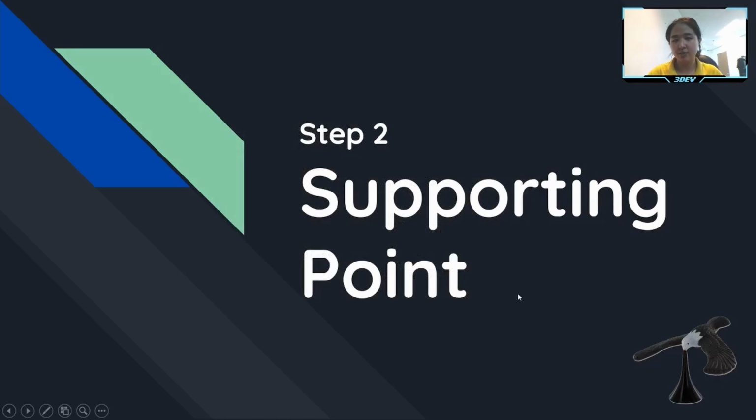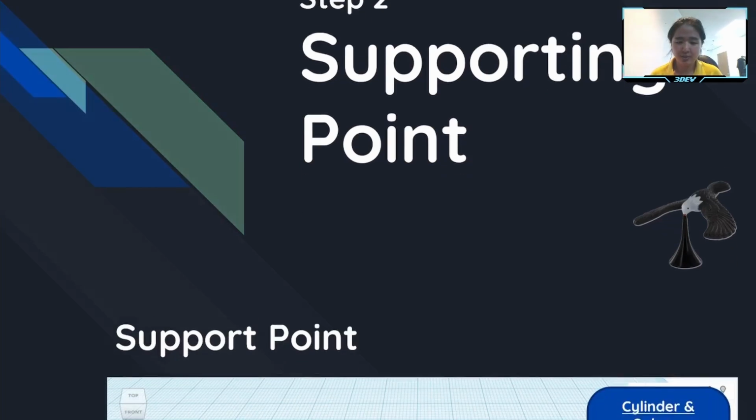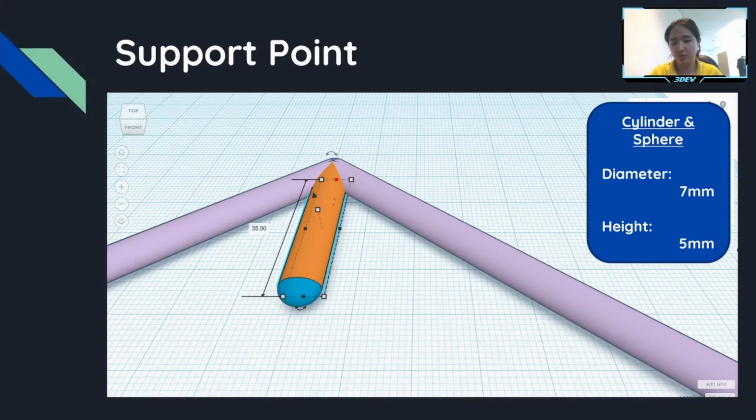So we have created the frame, the side of the shape. Now we want to create the center point of the shape, or I will call it the supporting point, because it basically will support on your hand. This point looks like this. We are going to use a cylinder and a sphere also. The size of it is the same as the frame.